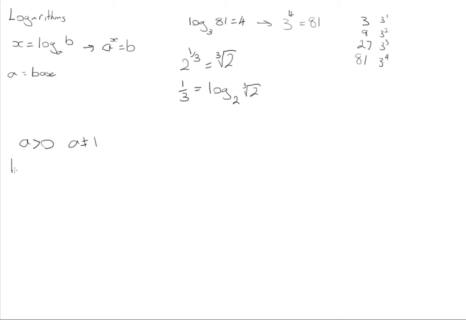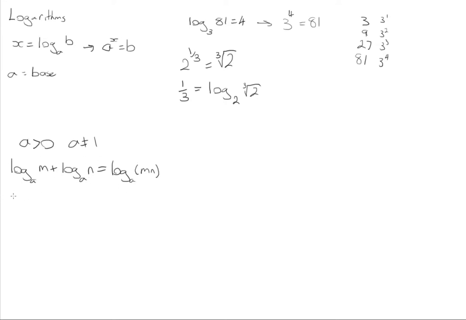So if we've got log a m, where m is a number, plus log a n, what this is going to be equal to is the log of a, m times n. It's worth noting that we can only add the logs together if they're the same base, because the base has to be common.